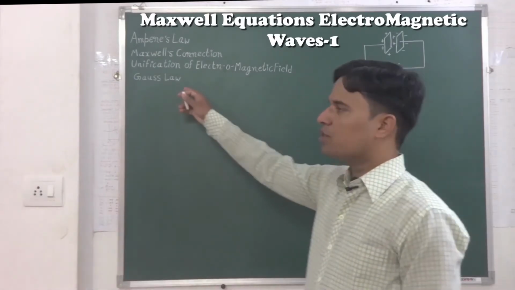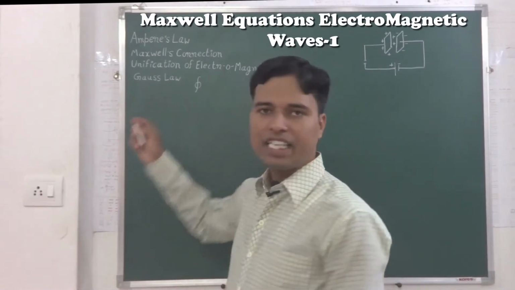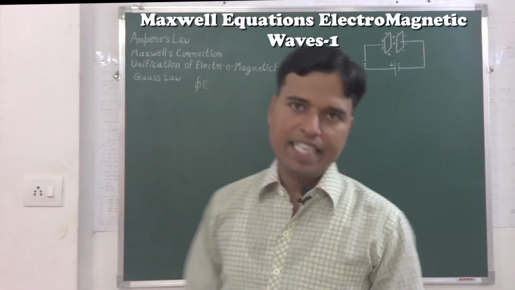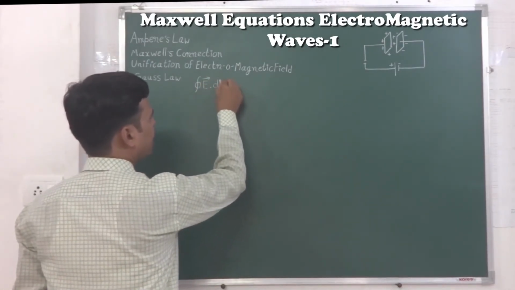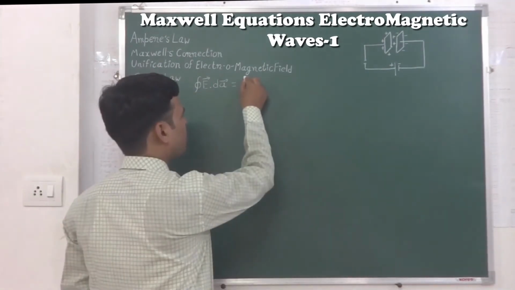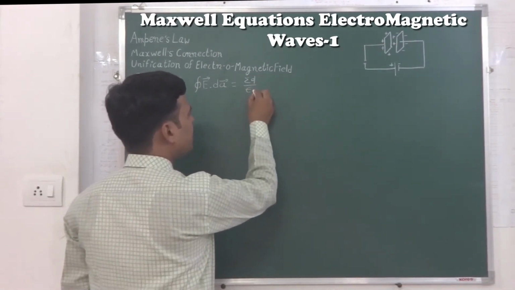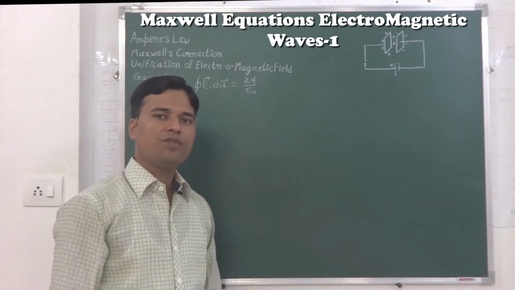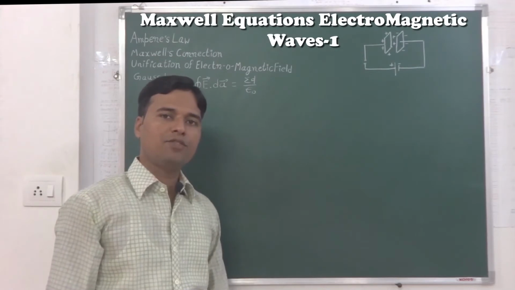First, the Gauss law for electric field. We know it very well that the electric field flux which is passing through a closed surface is given by the closed surface integral of electric field dot area vector. It will be equal to the total charge which is enclosed by this surface, divided by epsilon naught, which is called the permittivity of the medium. If that is air or vacuum, then it is denoted by epsilon naught.